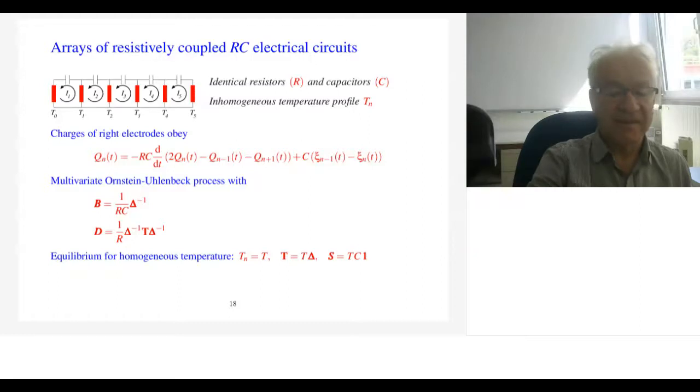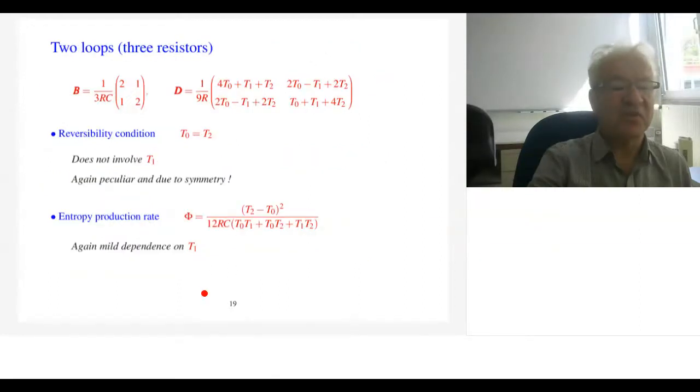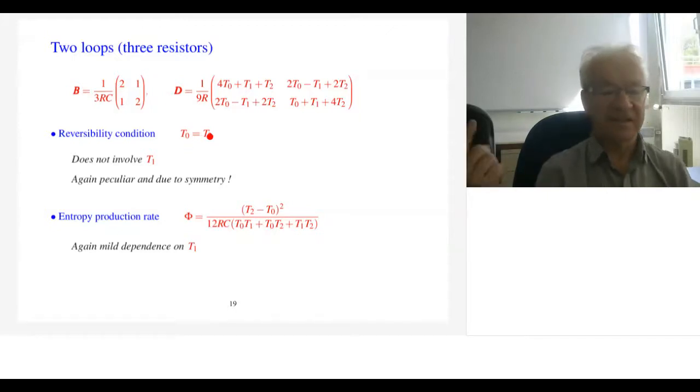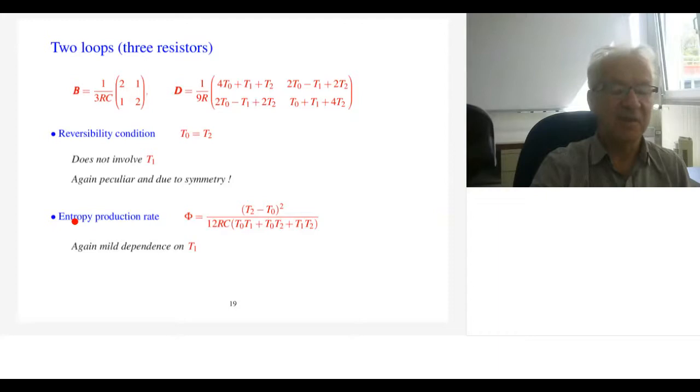Okay, what happens if the temperature profile is inhomogeneous? Well, the situation is very similar to the previous case. Let's look first at what occurs for two loops. The reversibility condition is the same as before, T0 equal T2, so same commands. T1 is not involved. Whenever you have this situation, you have again a decoupling of the system into two independent one-dimensional systems. It's again very peculiar, explainable in terms of symmetry, and the entropy production rate accordingly involves only T2 minus T0 squared.